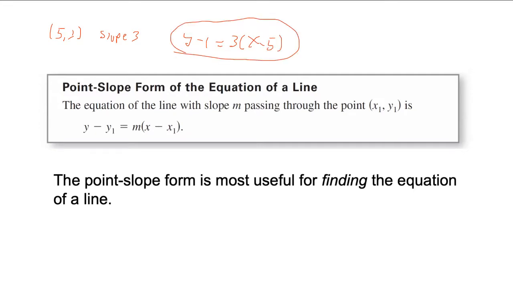Sometimes you're asked to take point-slope form and rewrite it in slope-intercept form, which is fairly easy to do. You use the distributive property to get rid of the parentheses. So you end up with y minus 1 equals 3x minus 15. Add 1 to both sides, and lo and behold, y equals 3x minus 14 is my equation. But now, instead of point-slope form, it's in slope-intercept form. So you should be able to rewrite equations in any form that you want them in.